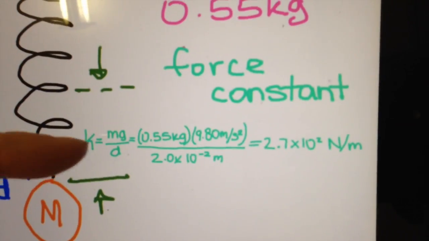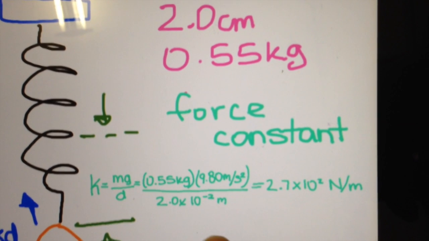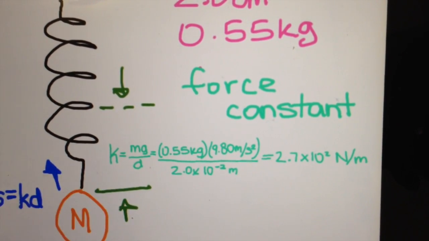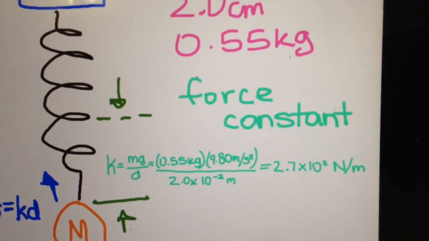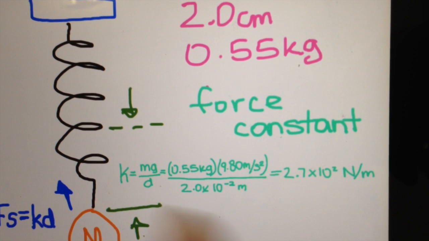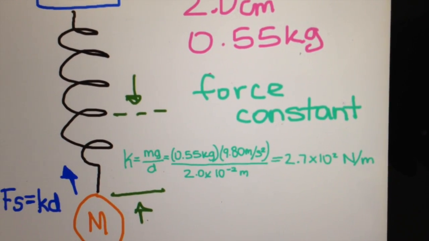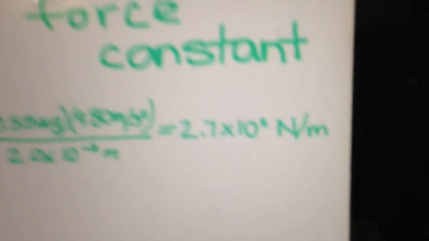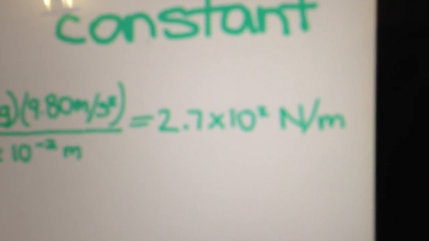These numbers are converted. This is gravity, and this is our meters, converted to meters, because we started with centimeters. Well, you guys get it. So after you plug all those numbers in, you get your answer of 2.7 times 10 to the second newtons per meter.